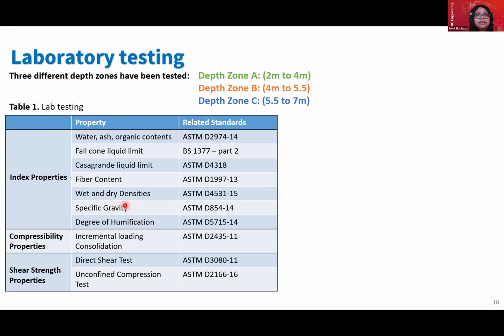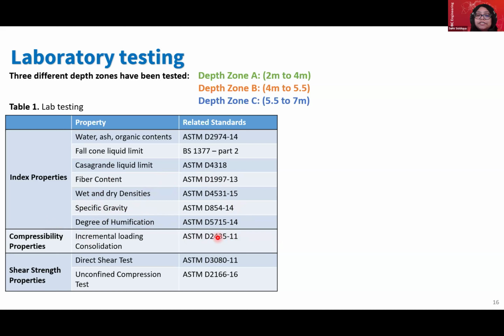What is the water content, what is the ash content, what are the organic contents. Then Falcon tests were performed, because just looking into the liquid limit data based on Casagrande was not wise for organic soil. You need to double check the data with another approach. The Falcon data showed similar results to the Casagrande method, which justified the approach of having 2 different methods to confirm the parameters. Then fiber content, unit weight and dry density, specific gravity, and degree of humification are also important for organic soil.